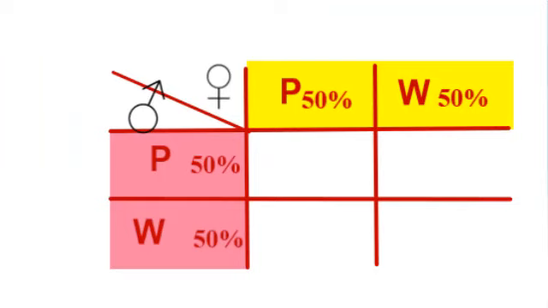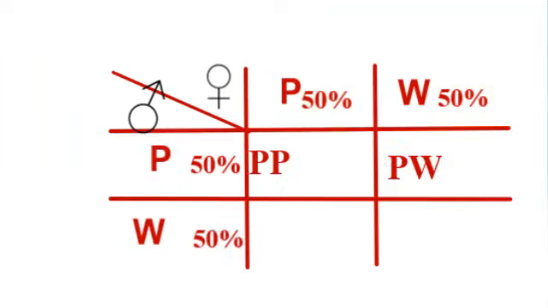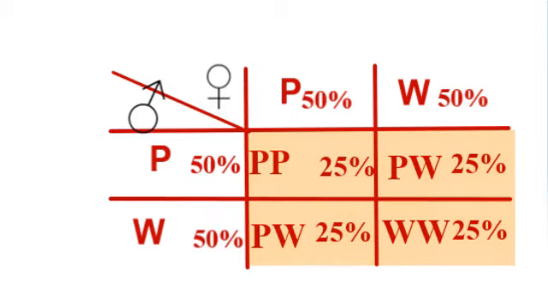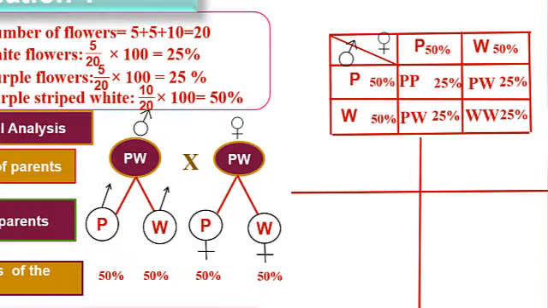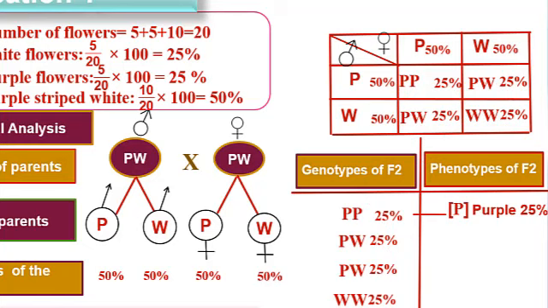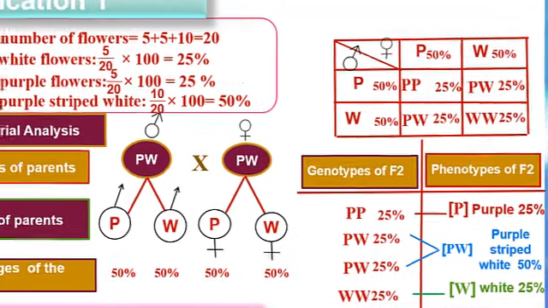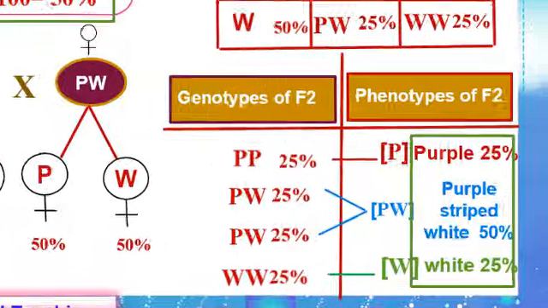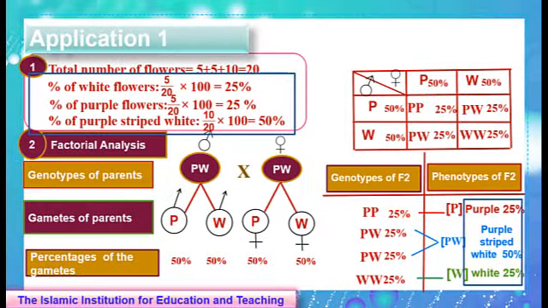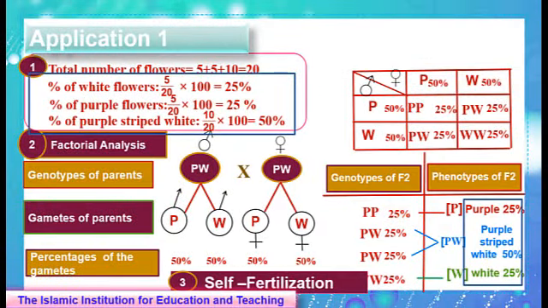Step 5 comes the fertilization, which is the union between male and female gametes. We get the following genotypes of F2, and each forms 25%. Step 6 is to draw the T-chart of genotypes and phenotypes of F2. PP gives P, purple with a 25%. PW gives PW, purple striped white with 50%. And WW gives W, white with a 25%. As you can notice, the results of factorial analysis are comparable with those mentioned in the given. This cross is called self-fertilization.